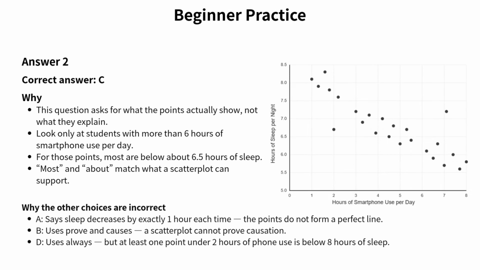Let's go to the answer for beginner practice, question 2. The correct answer is C. This question is not asking you to explain the relationship. It's asking you to choose the statement that stays closest to what the points actually show.